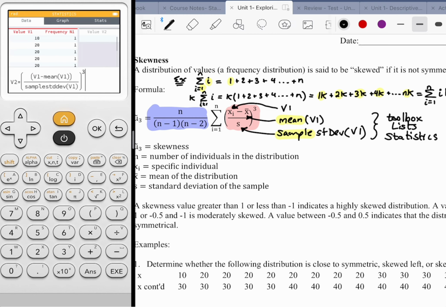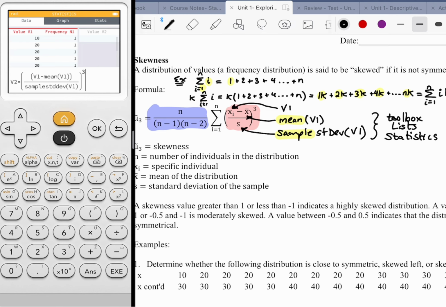Okay. So once you do this, if you're good, you can hit OK, and it's going to populate the entire list with all the decimal values that would be computed by taking each individual x value, subtracting from it the mean, dividing by the standard deviation, and then cubing the result.